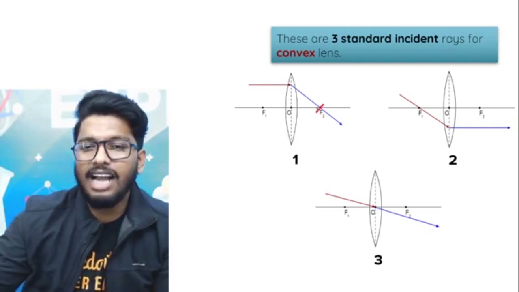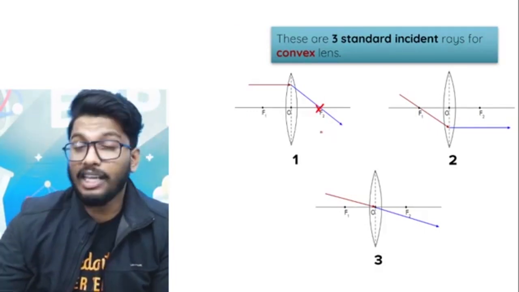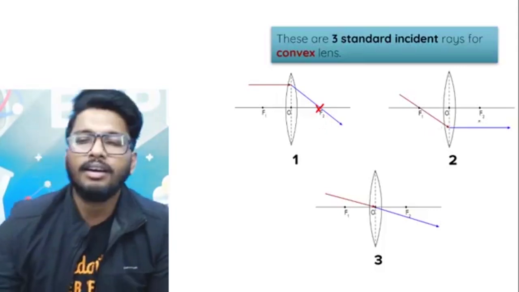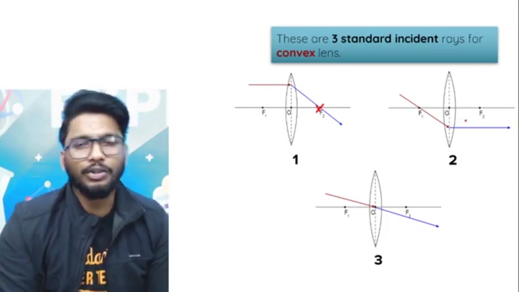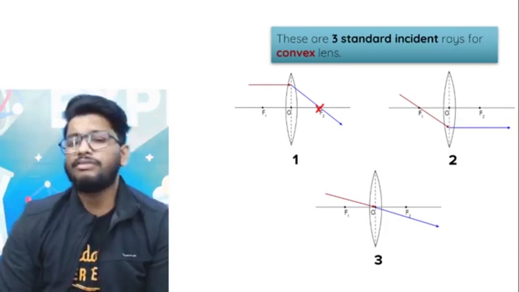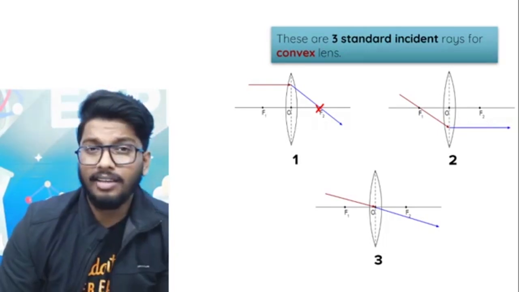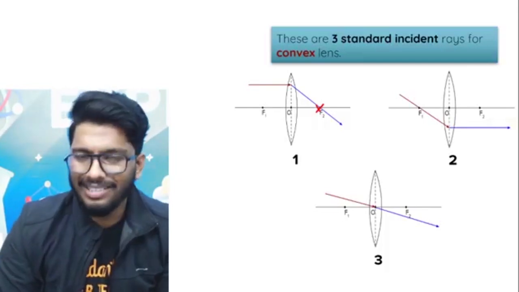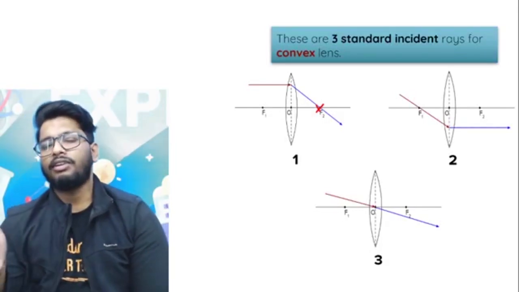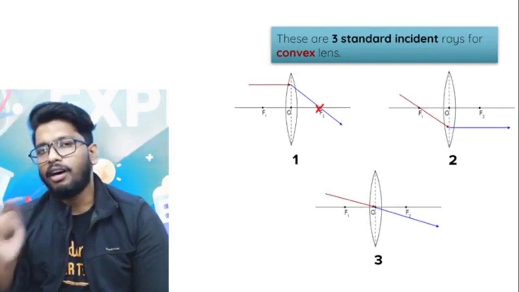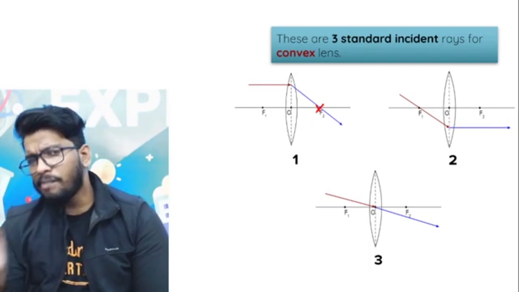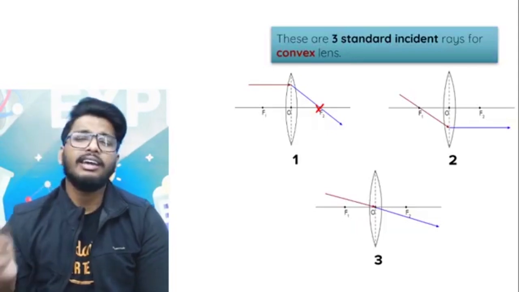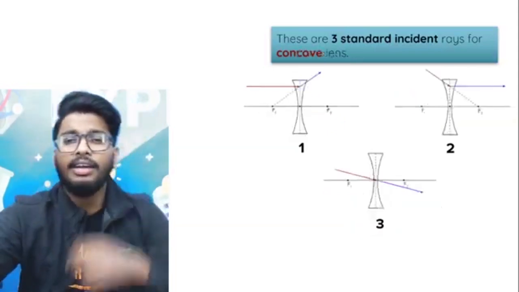This is the first standard incident ray. The second one: if the ray of light is passing through the focus, after refraction it will become parallel to the principal axis. And for the third one, if the ray of light is passing through the optic center, it will pass through undeviated. So once again, if the ray of light is parallel to the principal axis, after refraction it will pass through the focus. If it's already passing through the focus, then after refraction it will become parallel to the principal axis. And thirdly, if it's passing through the optic center, it will pass through undeviated.